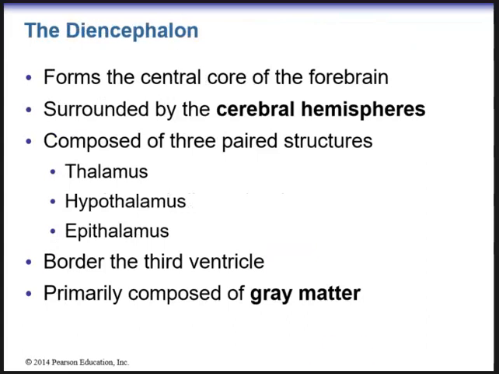So moving on after the cerebellum, we then have the diencephalon. The diencephalon forms the central core of the forebrain. It is surrounded by the cerebral hemispheres and is composed of three paired structures. We have the thalamus, the hypothalamus, and the epithalamus. The diencephalon borders and surrounds the third ventricle and is primarily composed of gray matter.